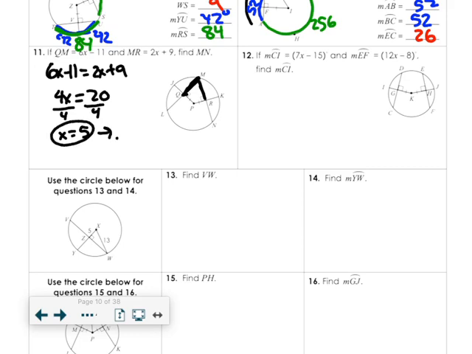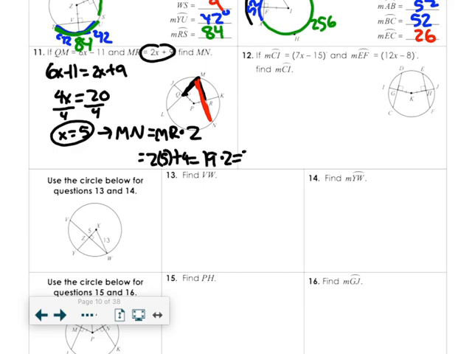They want us to take that and plug it in for MN. Well, that's a little bit tricky. MN is this entire piece, but that's just MR times 2. So we have MR, which is right here. We have 2 times 5 plus 9. So that piece gives us 19, but then times 2, that's where our 38 comes in. So 38 for our final answer.